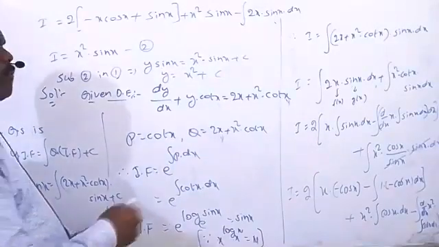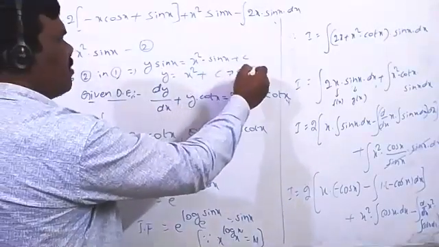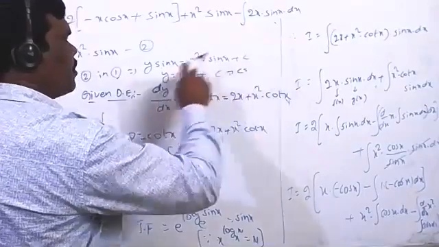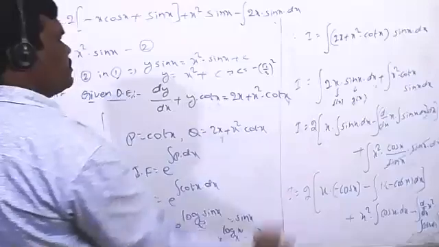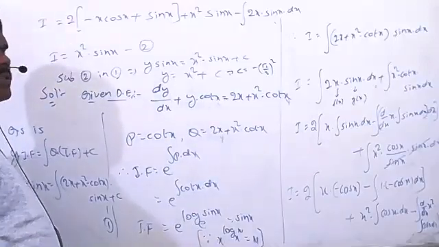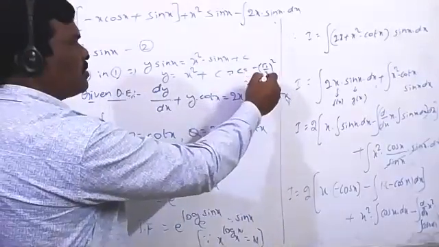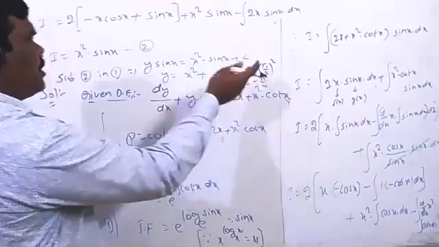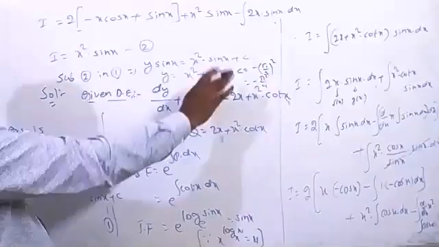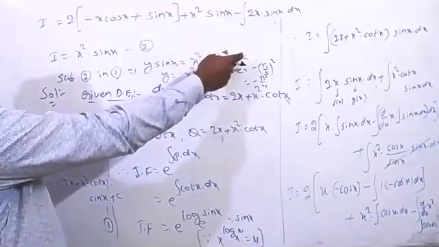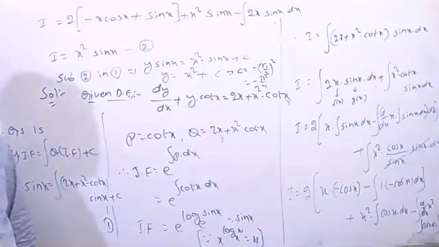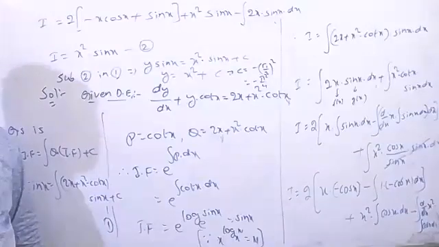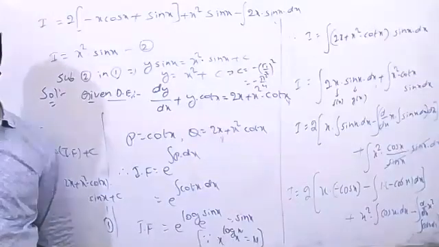That implies the value of c equals minus pi by 2 whole square. Minus pi by 2 whole square equals minus pi square by 4. The same thing again you can substitute in there. That is what we call the particular solution. It means y sin x equals x square into sin x minus pi square by 4.